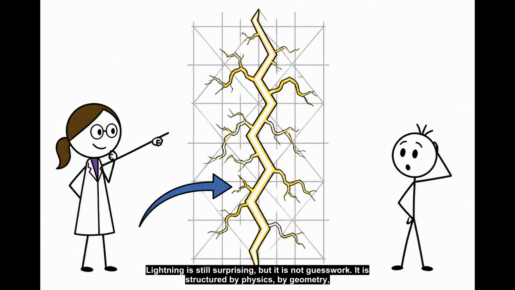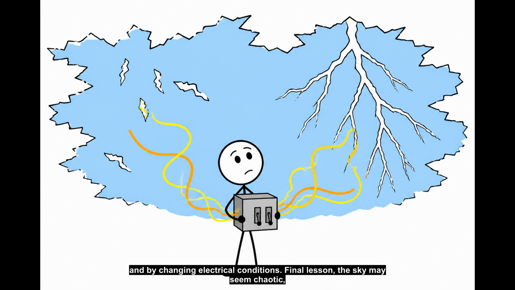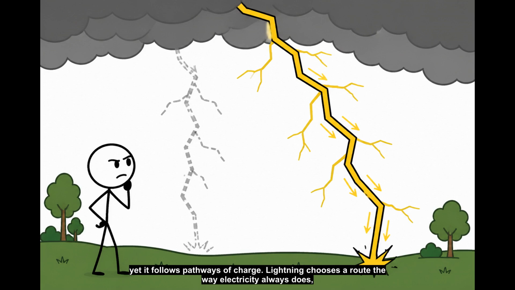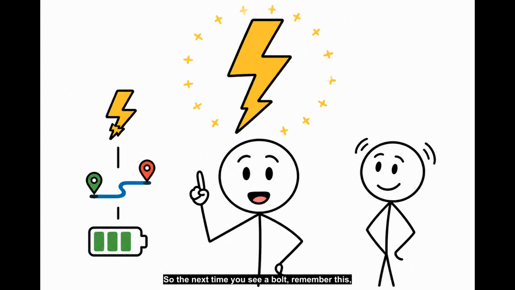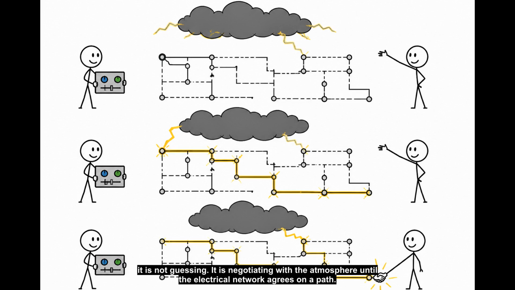Lightning is still surprising, but it is not guesswork. It is structured by physics, by geometry, and by changing electrical conditions. Final lesson: the sky may seem chaotic, yet it follows pathways of charge. Lightning chooses a route the way electricity always does, where air can become conductive and where current can keep flowing. So the next time you see a bolt, remember this: it is not guessing. It is negotiating with the atmosphere until the electrical network agrees on a path.